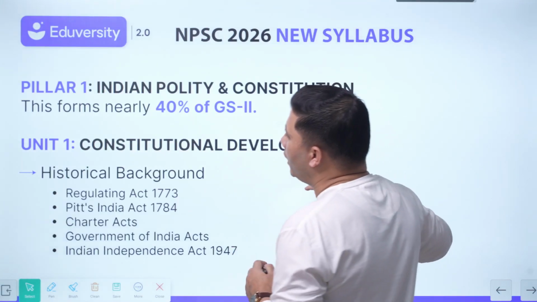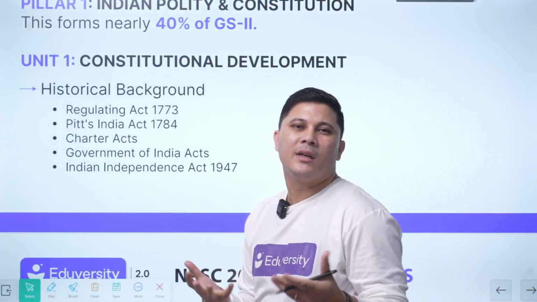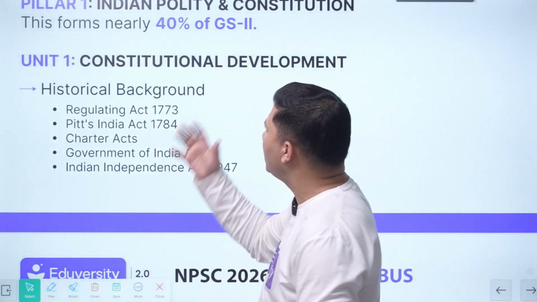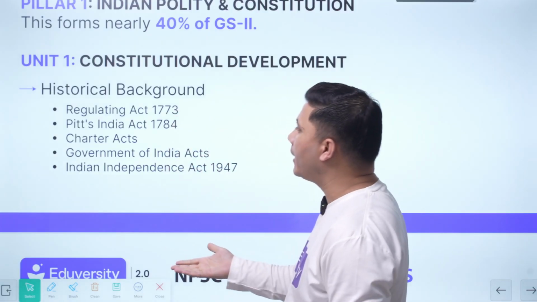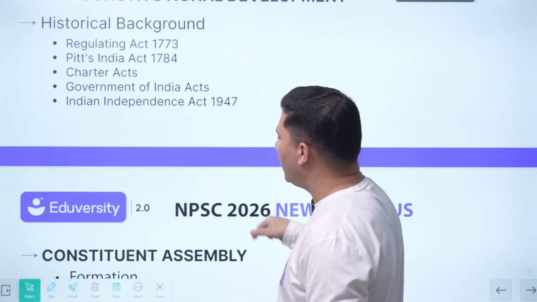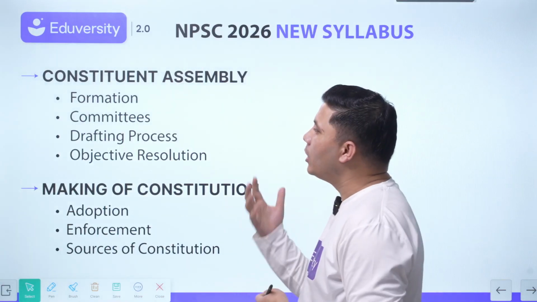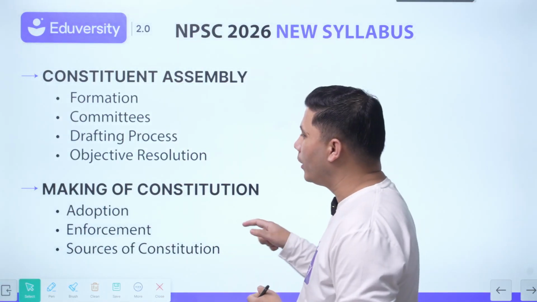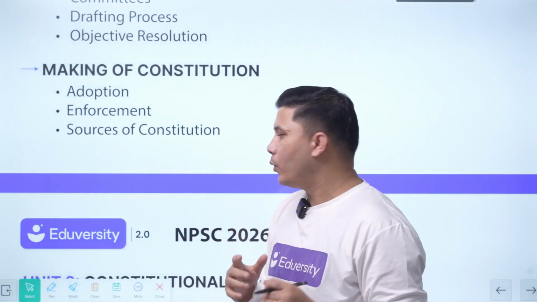In unit 1 you will have to study constitutional development, which we all have studied even in the old pattern. Constitutional development means the historical underpinnings, background, and the acts which you will have to study. Then you will have to study the development of the constituent assembly, committees, drafting process, and the making of the constitution.